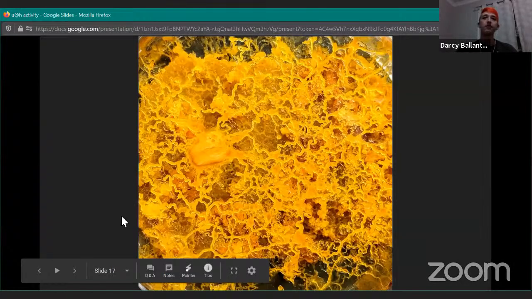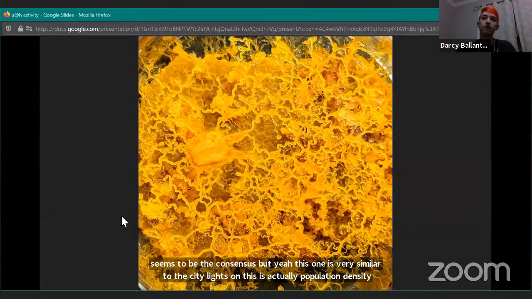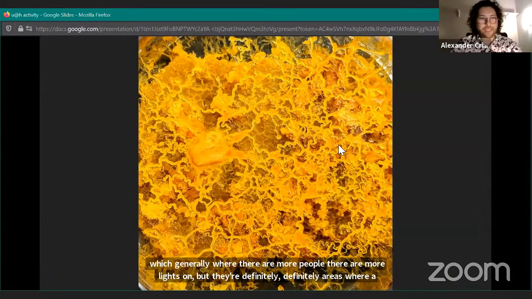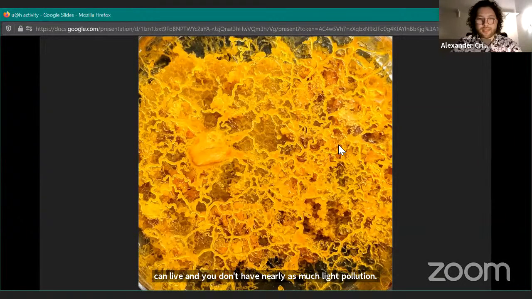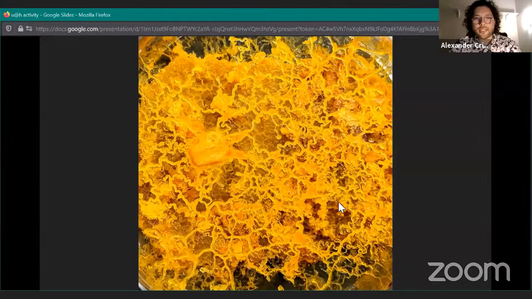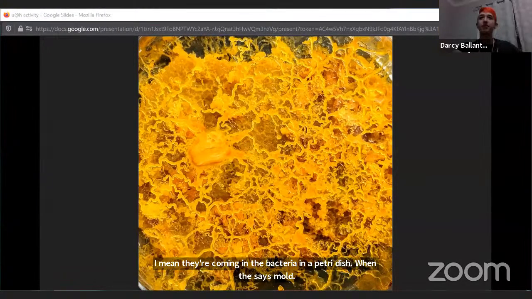So this is the last one. All right, make them count. We've got our guesses coming in here. Squash, mold, lichen, corn or pineapple. I mean, they're coming in. Bacteria in a Petri dish. Wendy says mold. Tara says fried cheese. Yeast. A lot of food-based ones here. Yeah, I definitely really like the fried cheese.